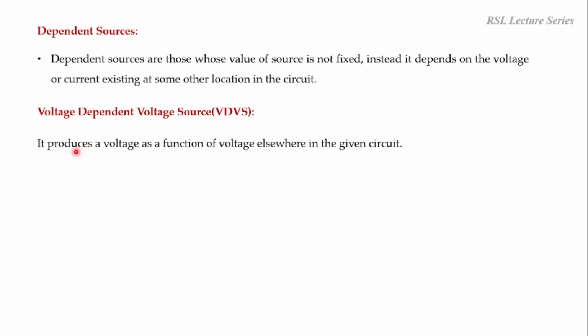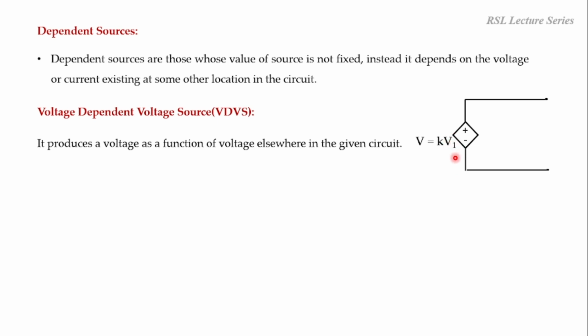In this case, the source produces a voltage as a function of voltage elsewhere in the given circuit. This is represented by a diamond shape. Inside the diamond shape we have plus and minus. Previously, independent sources were represented as a circle, but here it is represented as a diamond. Now the voltage source value is equal to K times V1.